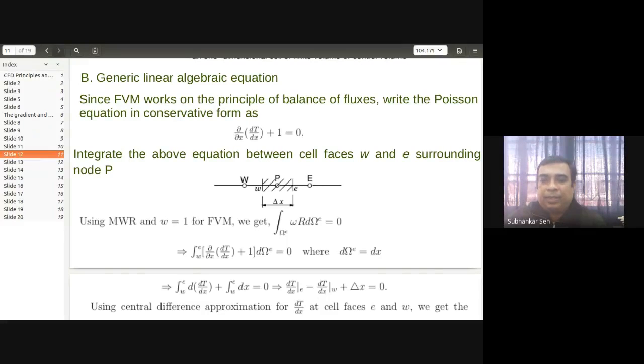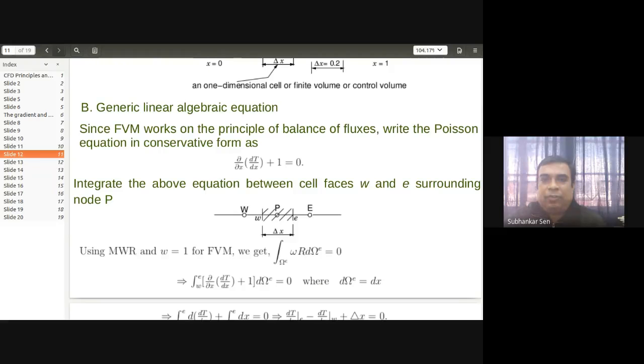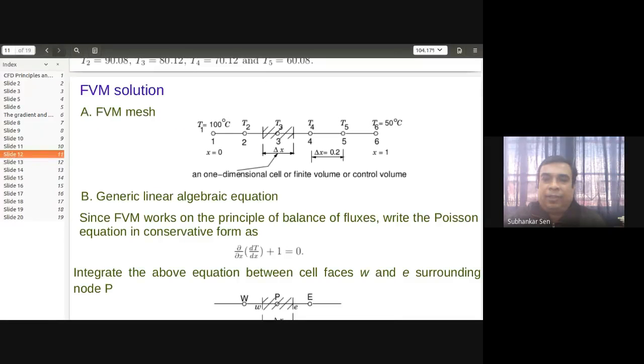So there is integration. So in finite volume, there is a little difference in the grid, in the mesh. So we don't say grid, we say mesh. So this is a cell around a particular nodal point. This cell size is same as delta x. We integrate the governing equation over the cell face, between the cell face boundaries. So this is the west boundary, this is the east boundary, and then we generate the generic equation.